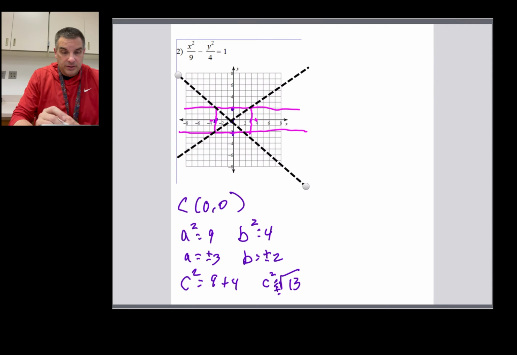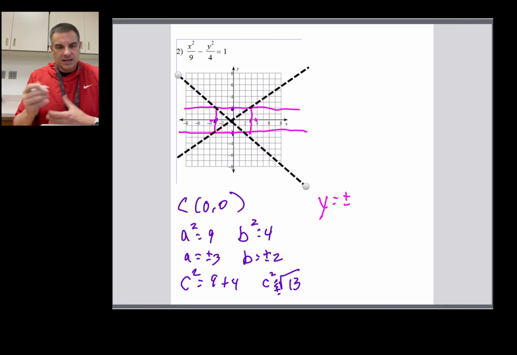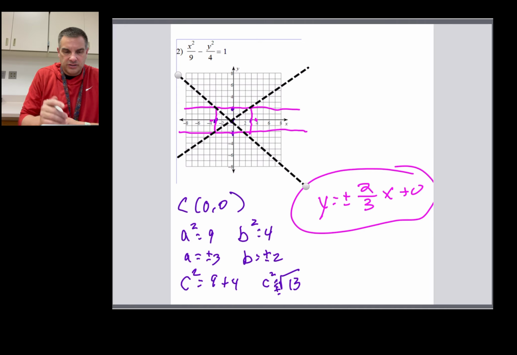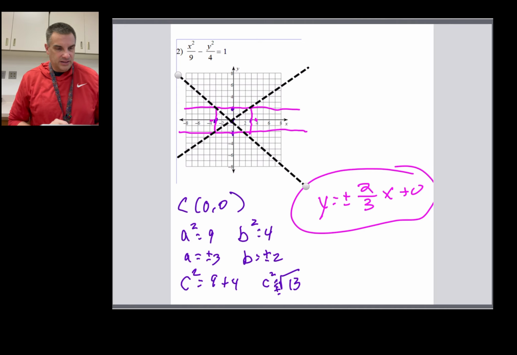So I can go ahead and write my equation for the asymptote line. It's y is equal to plus or minus, and again, I'm just going to do rise over run. In this case, it's rising up 2 and running over 3. And by definition, it's b over a times x. So my b value is 2, my a value is 3. So y equals 2/3 x, and our y-intercept is 0. So there's our asymptote line. So we've got everything in there that we need now.